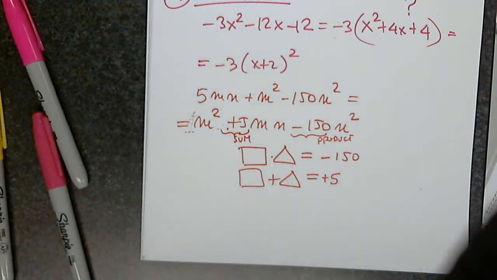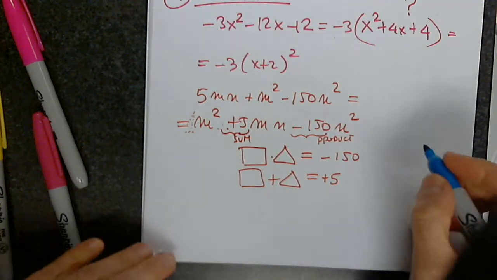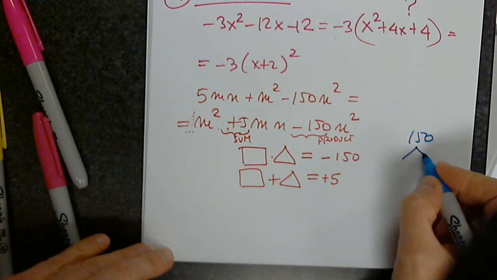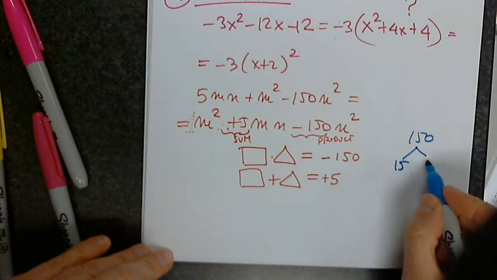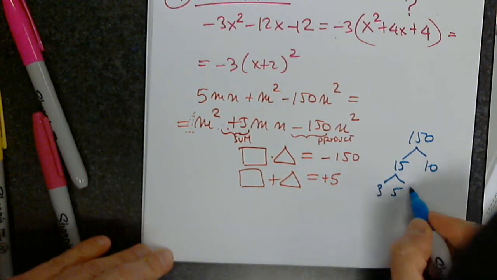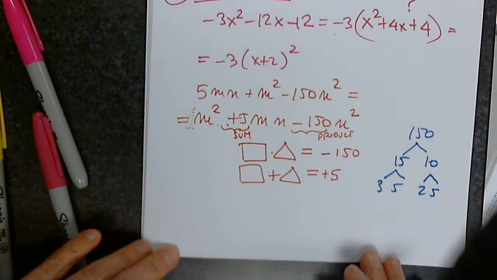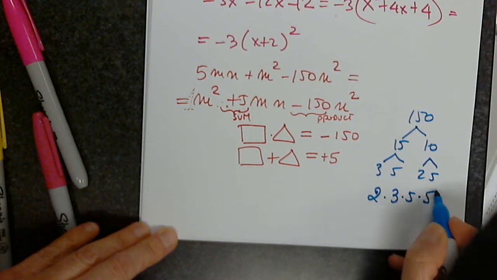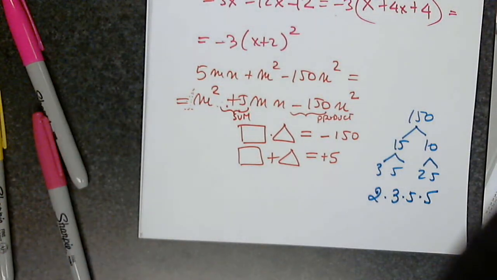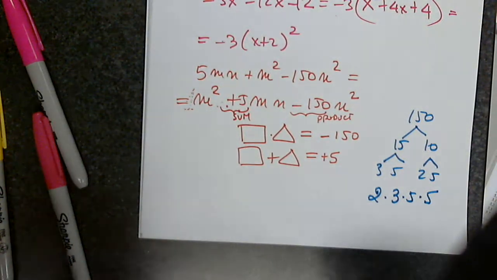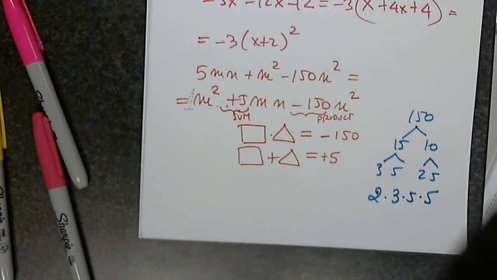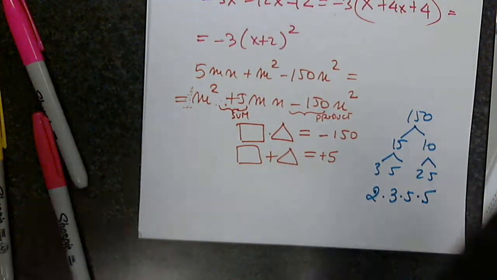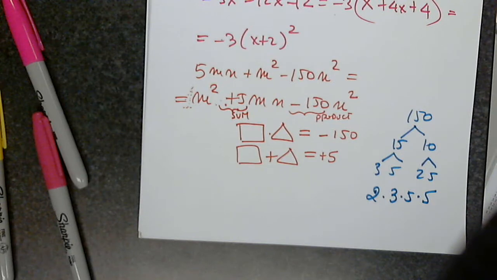If I can determine that pretty fast, then I will look at 150 and present it in prime numbers. So it's 15 times 10, and this is 3 and 5, and this is 2 and 5. So in prime numbers, 150 is 2 times 3 times 5 times 5. Now I'm going to start or try to find 2 numbers using all these factors. Find two numbers whose sum will be 5 if one is negative and one is positive.